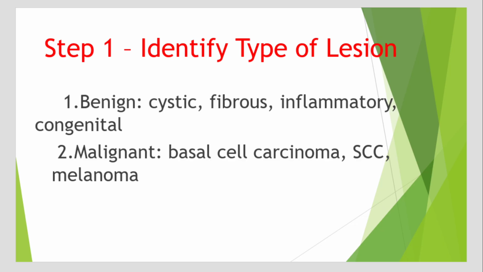So if you see the terms neoplasm, cicatricial, fibrous, inflammatory lesions, congenital lesions, or cystic lesions, these are all examples of benign lesions. Next, examples of malignant lesions: basal cell carcinoma, squamous cell carcinoma, melanoma. These are the examples of malignant lesions.